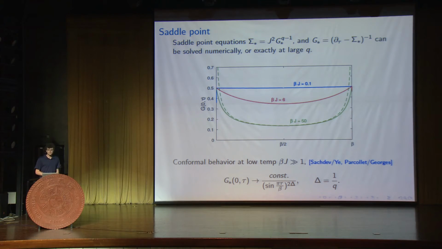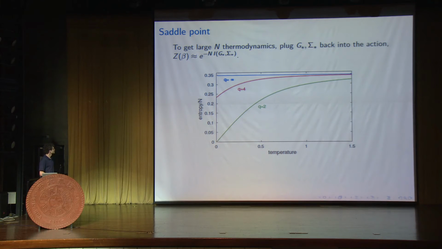So what can we do with this solution? One nice thing is to plug it back into the action and compute the saddle point value of the action. This gives us the large N approximation to the thermodynamics. So I've plotted here the entropy divided by N. You compute the entropy just from the log of the partition function, its derivative. And I've plotted that using the exact numerical solutions for three different values of Q.